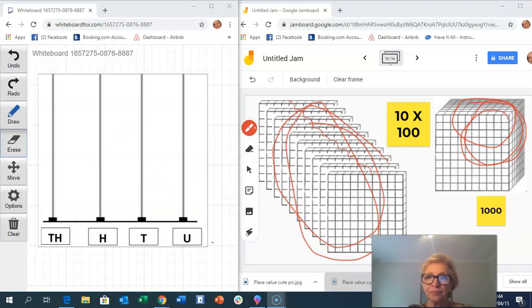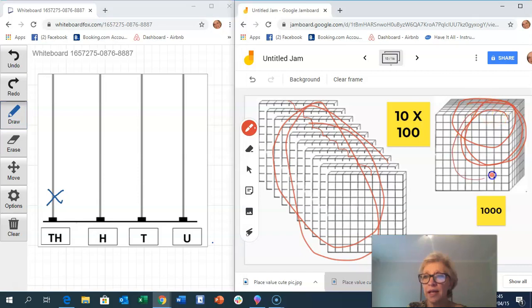So 1,000, and this is how I'm going to represent 1,000 on my abacus. So there was only 1,000, right? And that's what this looks like here.